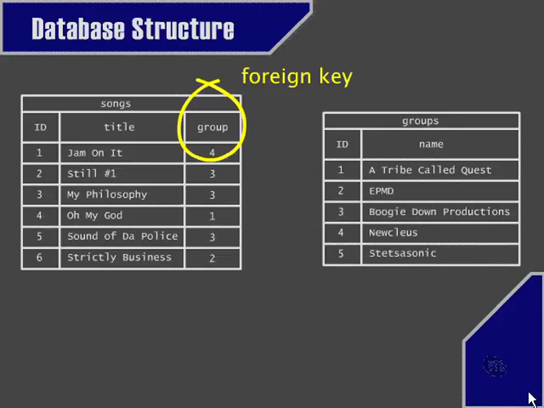So the data within the groups column, for instance, on the first row here, Jam On It, we'll look at that. The group is 4, so a quick scan down our groups table will find group ID number 4 is Nucleus. So the computer is able to quickly and efficiently locate the relevant group for the song.